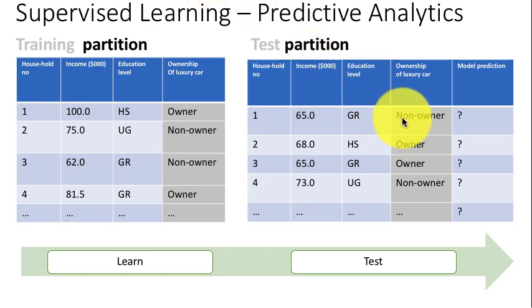And of course, the test partition has also got whether a person is owner or non-owner because it's part of the original historical data. But then it can apply the model. It figured out a model here. It can apply the model and generate a prediction as well.